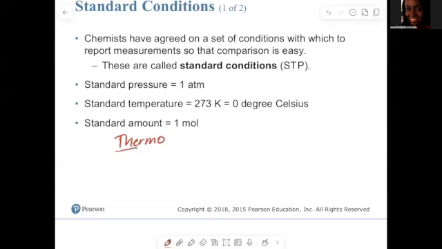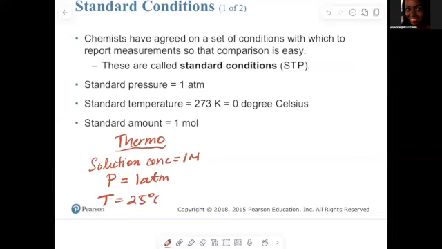In thermochemistry, for standard conditions, we tend to deal with solutions. And the solutions had a concentration of 1 molar. And if there was a pressure involved for solids, liquids, or gases, the pressure was at 1 atmosphere, right? In that chapter, the standard conditions temperature was 25 degrees Celsius. And if there were moles, the number of moles was essentially 1 mole, okay?